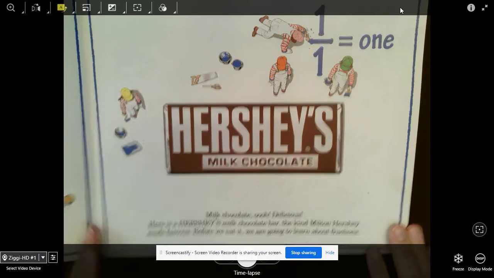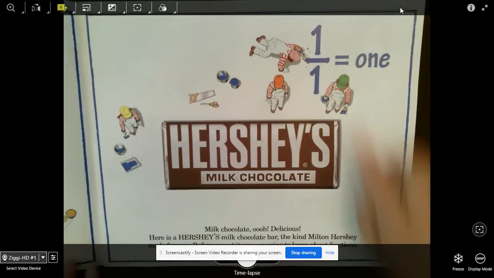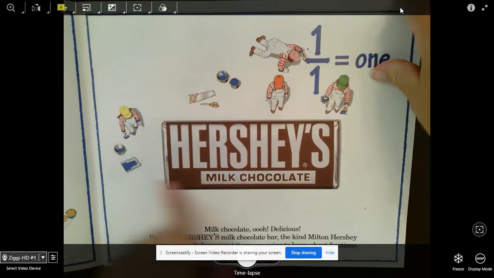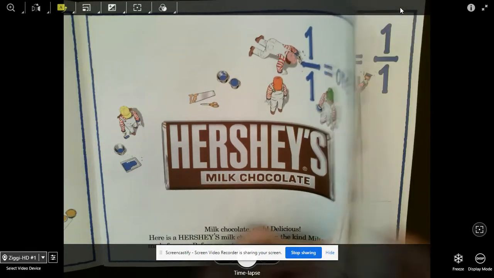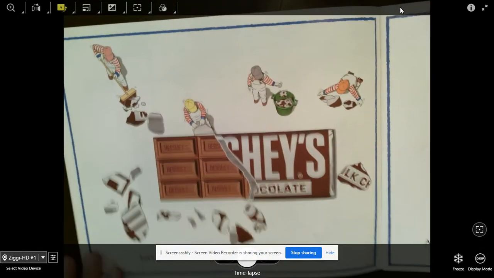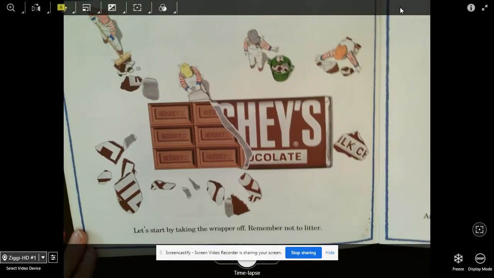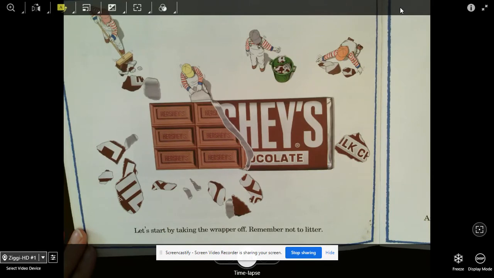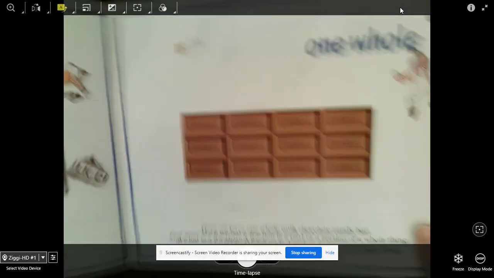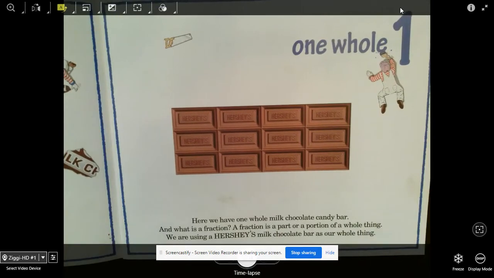Okay, so here we see the Hershey's bar, and 1 over 1 equals 1 whole. We have 1 whole chocolate bar. Let's start by taking the wrapper off. Remember not to litter. Here we have 1 whole milk chocolate candy bar.